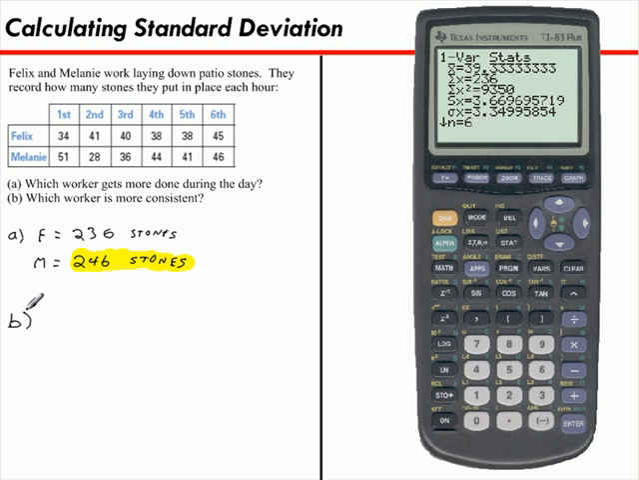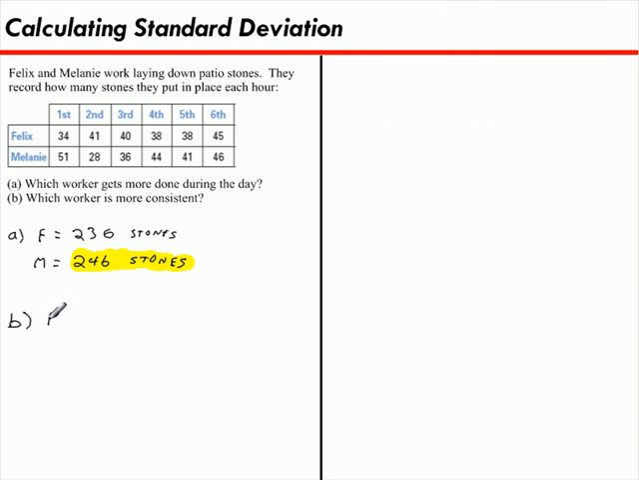So let's just go and make a note of the standard deviation for Felix. So for Felix, I'll just put an arrow here. The standard deviation is 3.35. All right, that's great, but we're not done yet. We need to look at the standard deviation for Melanie so we can compare the two workers. And that's where you come in.